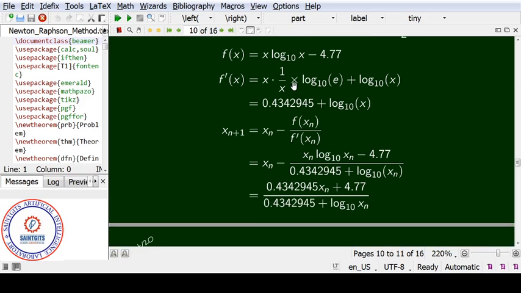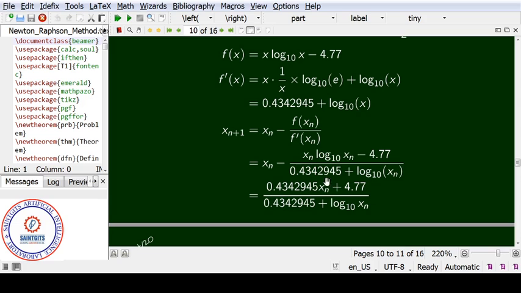Then f dash of xn. Here we have f dash of x equal to 0.4342945 plus log to the base 10 x. So f dash of xn is simply obtained by replacing x by xn in this expression: 0.4342945 plus log to the base 10 xn.